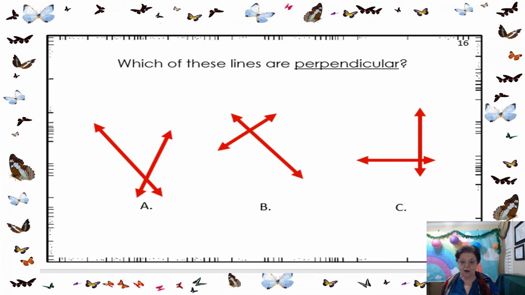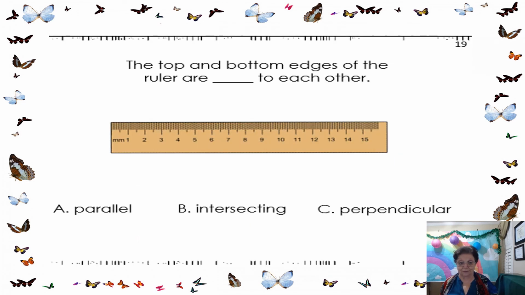All right. Which of these lines are perpendicular? If you said B, you're correct. I want you to tell me how you knew that these were perpendicular. That's right. You can make a square. Oh, B and C. I didn't see that. You guys probably got that before I did. B and C are perpendicular. You can make a square.